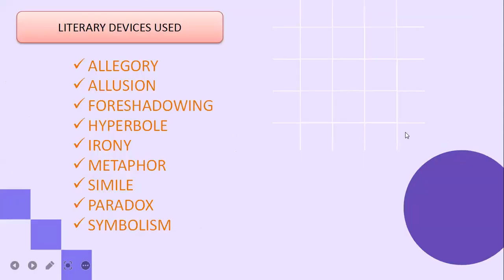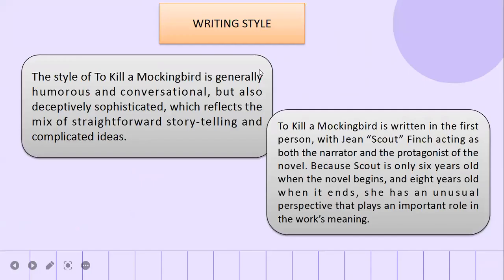Moving on. These are some of the literary devices used by the author in writing her novel To Kill a Mockingbird. So we have allegory, allusion, foreshadowing, hyperbole, irony, metaphor, simile, paradox, and symbolism. So the writing style, let's now come to the writing style.